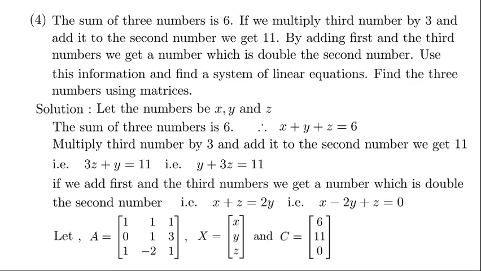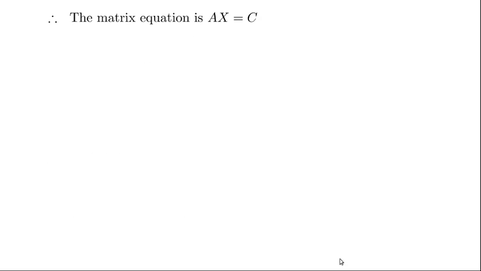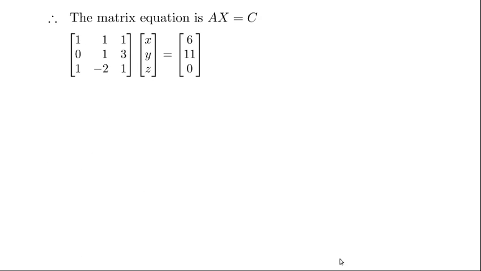A is 1 1 1, 0 1 3, 1 minus 2 1, X is x, y, z, C is 6, 11 and 0. Now the matrix equation is AX equal to C. So we have substituted the matrices A, X and C in the above equation.